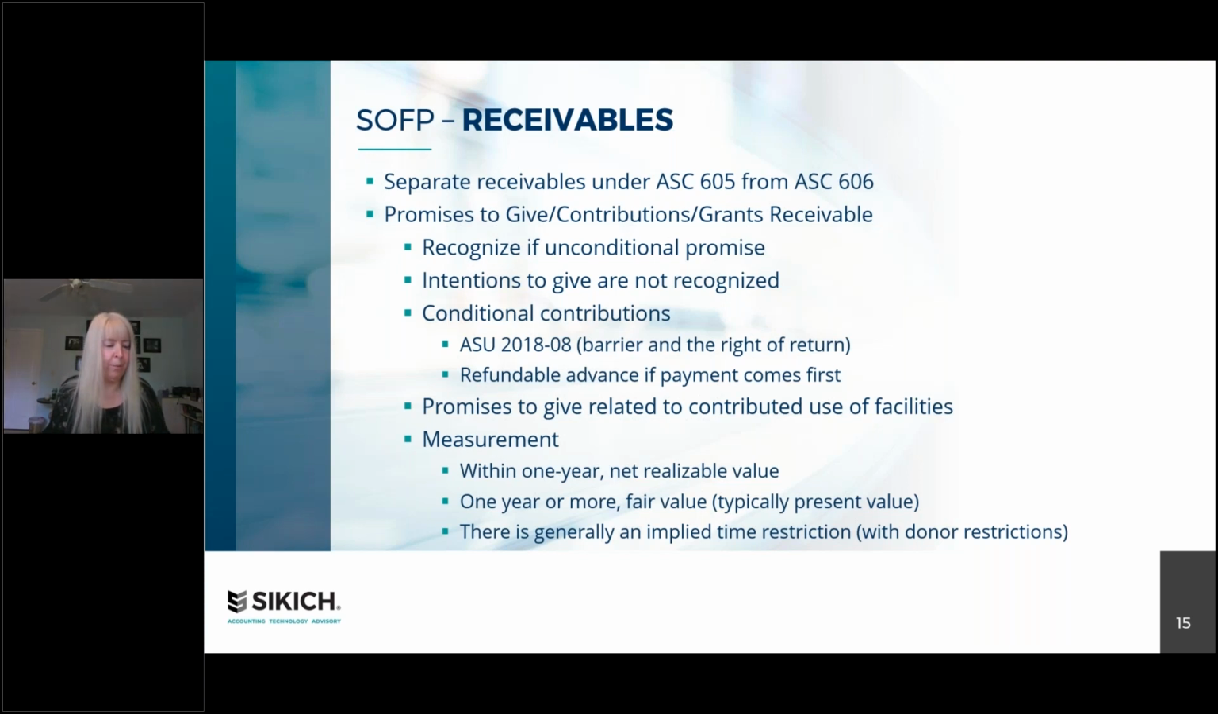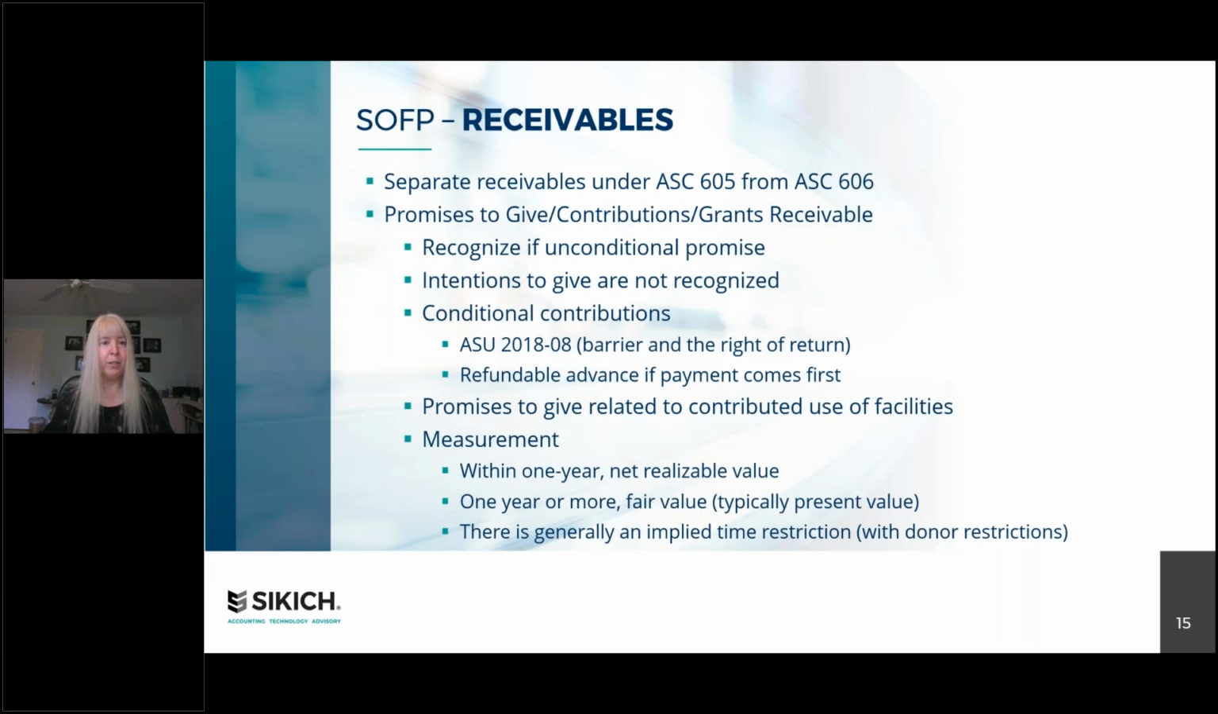So the first thing to remember is for contributions receivable, we want to make sure that we're recognizing them only if it's an unconditional promise to give. So a legally enforceable unconditional promise to give. Intentions and conditional contributions aren't recognized. So for instance, an intention to give might be a donor has named the not-for-profit organization in their will. That's still an intention to give and not something that can be recorded at that point, because during the donor's lifetime, they could still change their will.